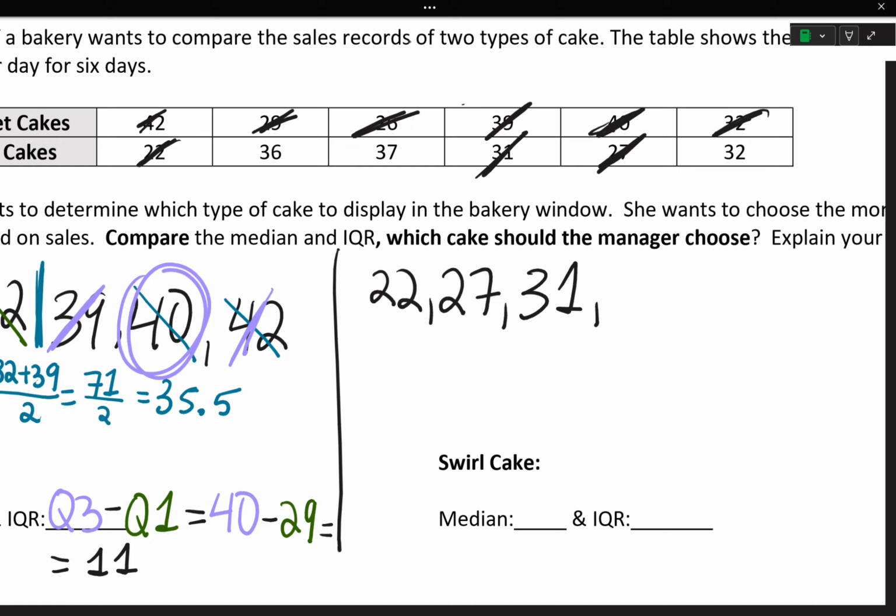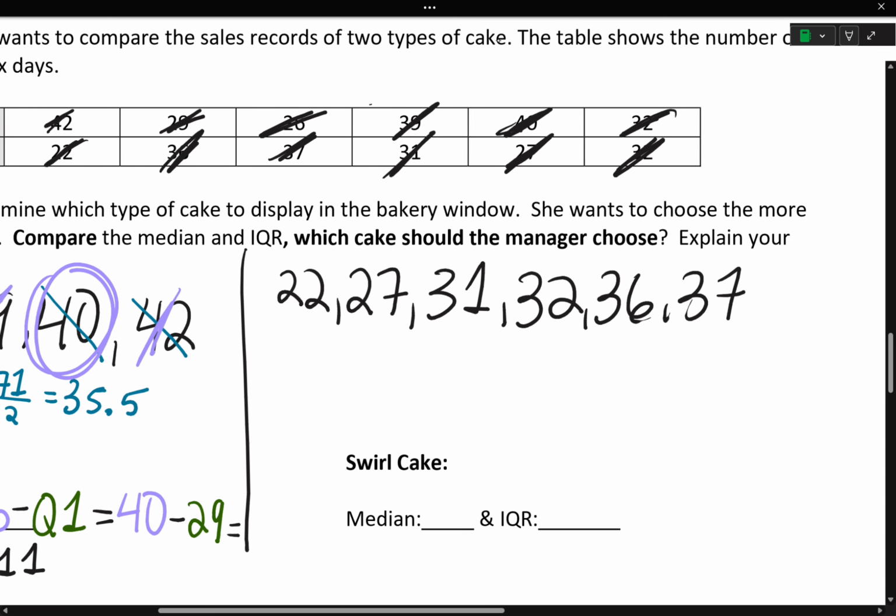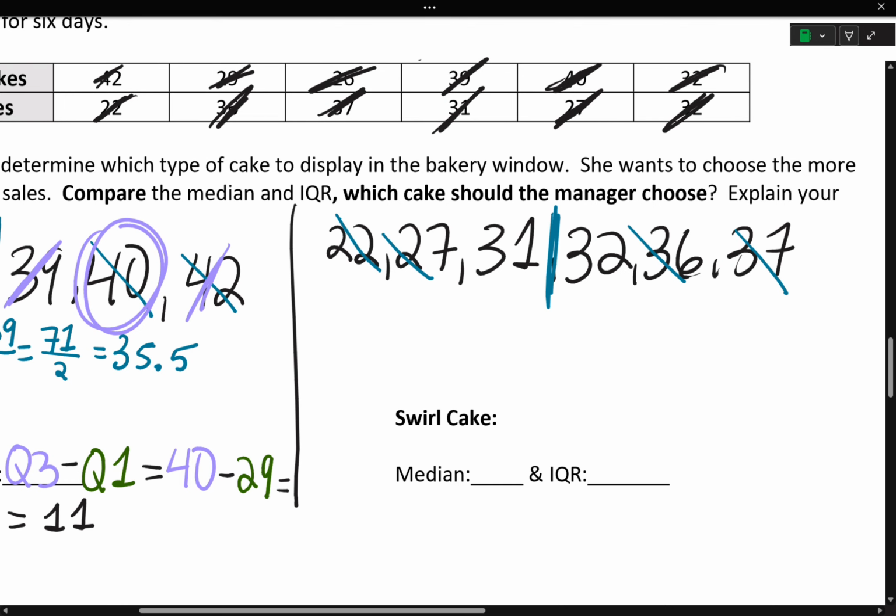31 is next, and then 32, then 36, then 37. Okay, let's do the same thing. Let's find the median first. That's going to be in the middle of the whole data set. We have two numbers, so we're going to add them and divide by 2. 31 plus 32 divided by 2. That's 63 divided by 2, which is 31.5.